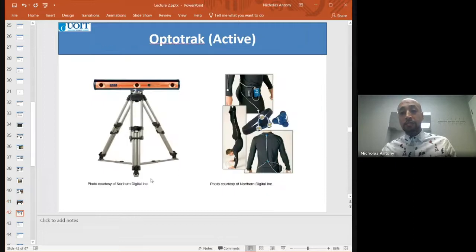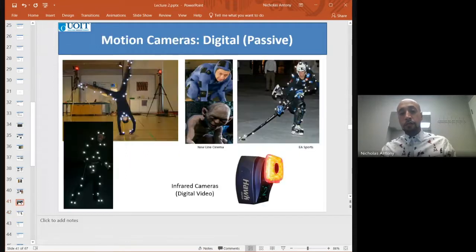Whereas with an active system, see right here, only one of these lights will go on at once, and then it's recorded by the camera. So the camera doesn't get confused as to which marker is which, because only one's going at once. It's just really high speed. The problem with active cameras is that technically you can't measure fast movements as well, because it's only using one marker at a time. Whereas this one, here's like video game analysis, so like motion capture.